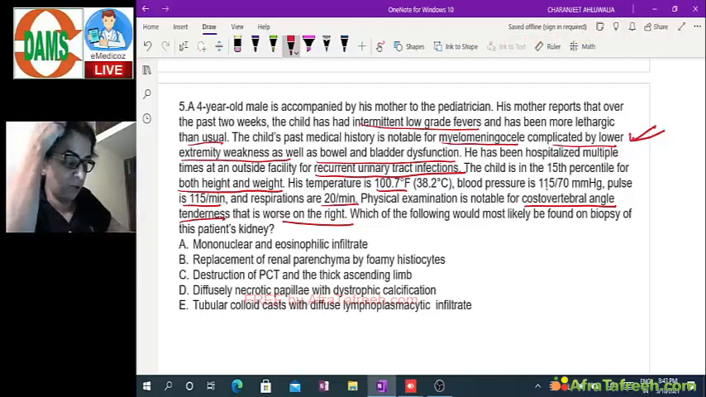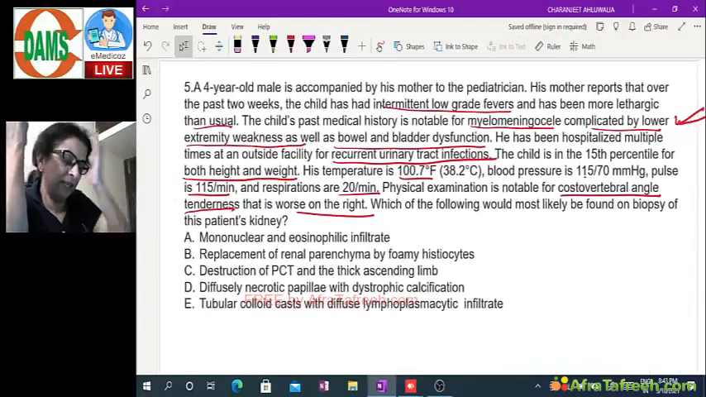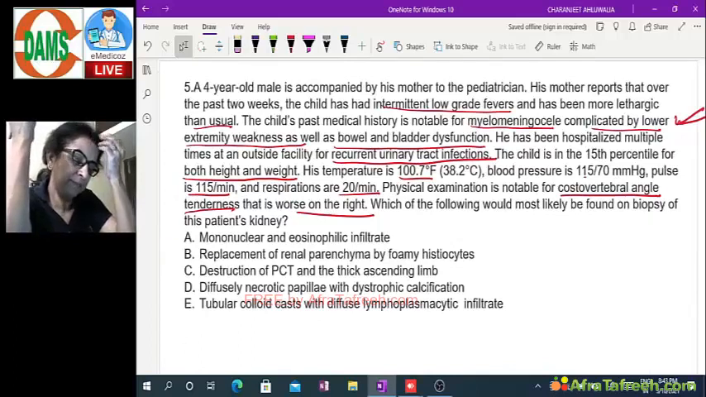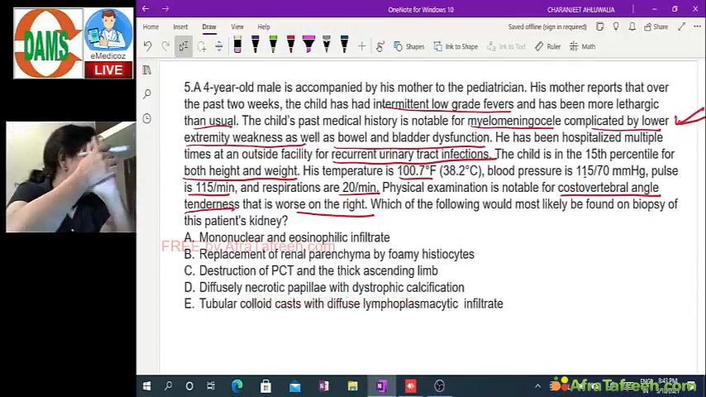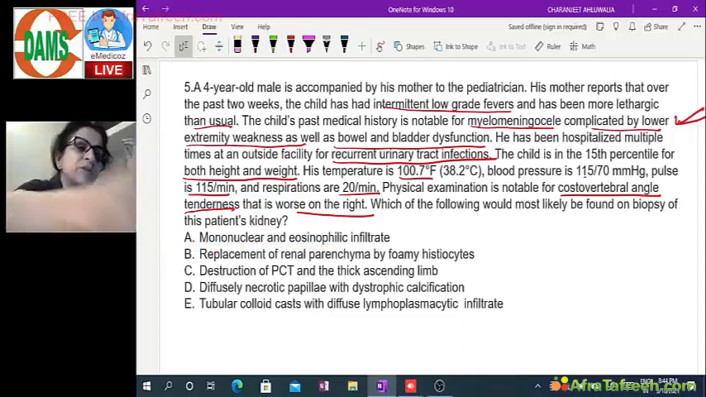So what is the answer to this? Please tell me the answer. What do you think is the answer to this question?